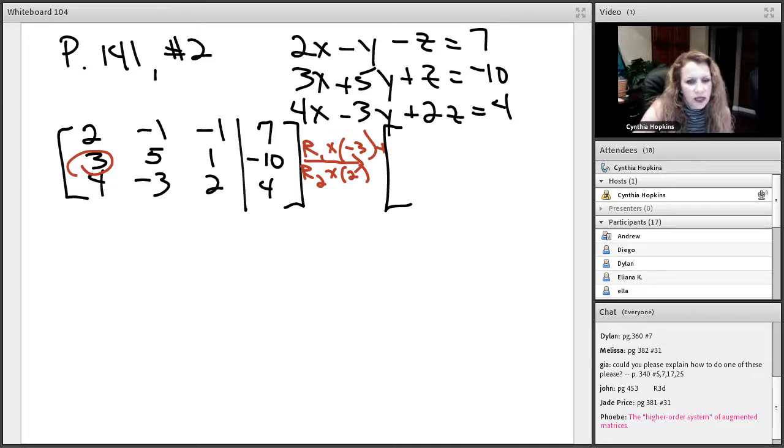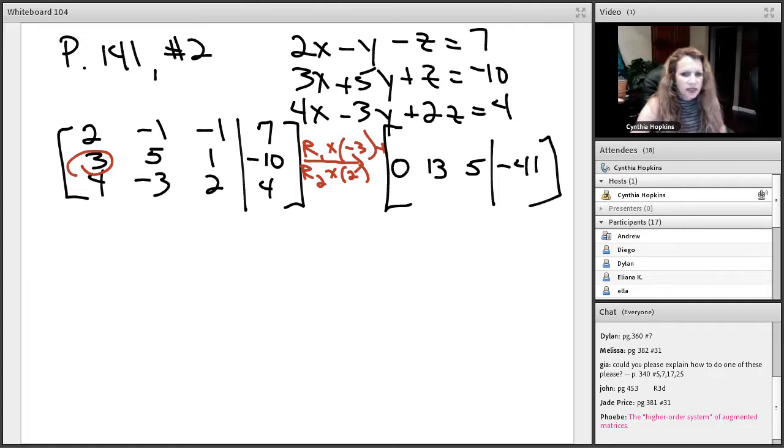Okay, so 2 times negative 3 is negative 6. 3 times positive 2 is positive 6, and when I add those, I get the 0 I was hoping for. Okay, then the next step is going to be for the y columns. I'm going to get a positive 3 times, plus a positive 10, and so that is 13. And then I'm going to get positive 3 plus 2 is 5. And then for the augmented part, I'm going to get negative 21 plus a negative 20, so I get negative 41. Okay, that was step 1.